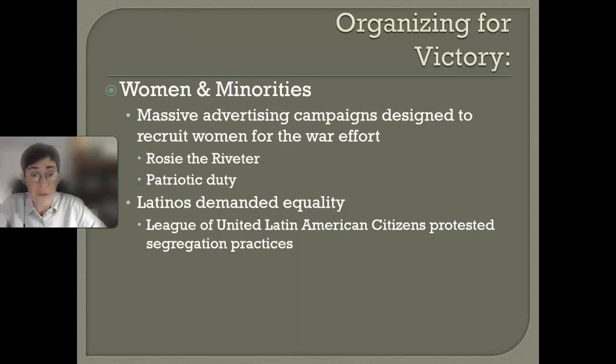Latinos during this time also demanded equality. The League of United Latin American Citizens protested segregation practices. But in practice, Latinos weren't as segregated as African Americans were. During the war effort and in the military, African Americans were segregated in completely separate units, whereas Latinos were not. In most cases, they were mixed in with whites. So it was a bit different in terms of how the races were segregated and who was segregated from whom.